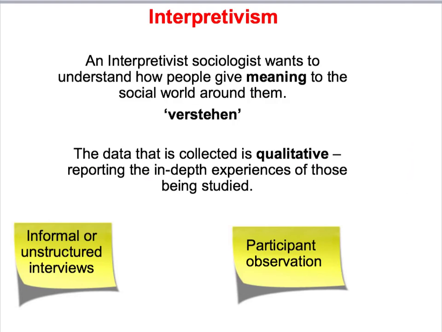This approach to doing research, where sociologists are looking at the meanings that people attach to their social world, is captured by the concept of Verstehen. Verstehen is all about empathy, about putting yourself in the shoes of the people that you're trying to research. And from an interpretivist perspective, the best way of achieving this research aim isn't to collect statistics, but instead to collect rich, in-depth, qualitative research data using methods like participant observation and in-depth interviews.